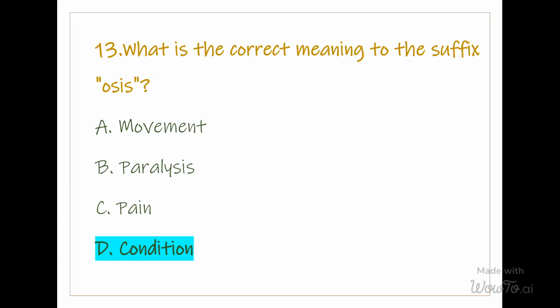Osis is a medical term commonly used to describe a condition or a disease that affects a particular organ or system in the body. It is typically used as a suffix in medical terminology, such as dermatosis for skin conditions, osteoporosis for the weakening of bones, or neurosis for mental or emotional disorders. The term osis indicates an abnormal or pathological state, highlighting the presence of a specific condition or disease within the body.